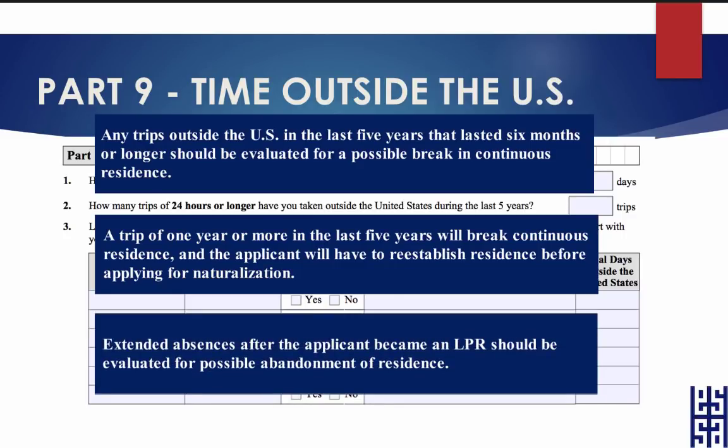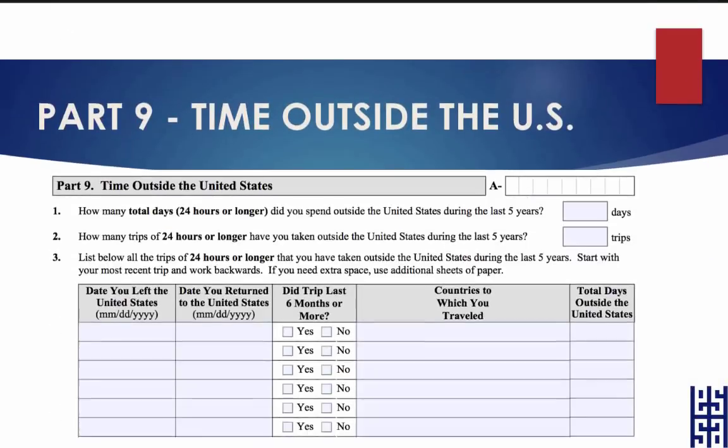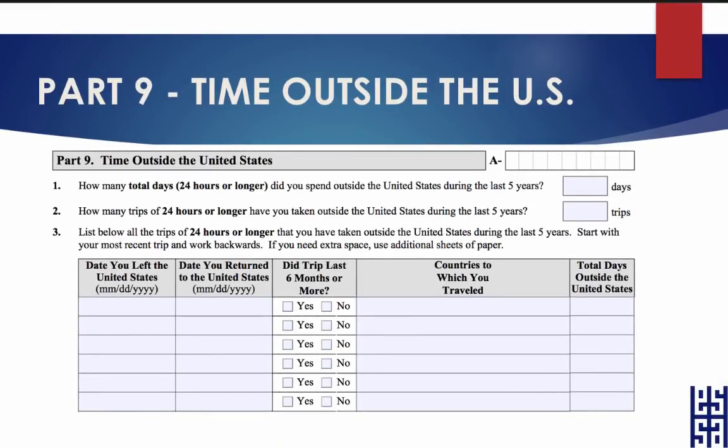Extended absences at any time after you became an LPR should be evaluated for possible abandonment of residence. Okay. So especially with extended trips, you want to check in to make sure you're still eligible to apply. Okay. So for question number 1, provide the total amount of days you spent outside the U.S. during the last 5 years. USCIS will look at this number in particular to determine if you meet the physical presence requirements.